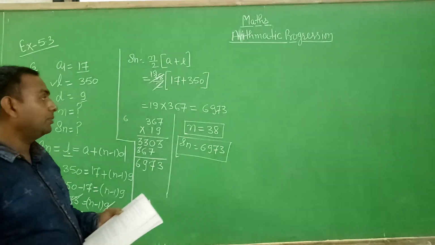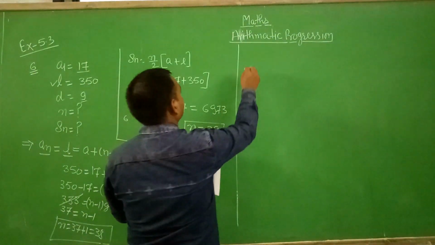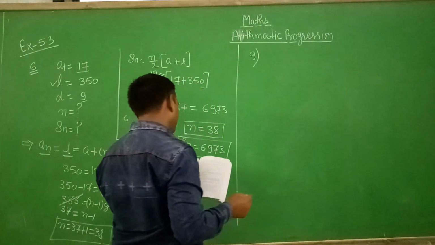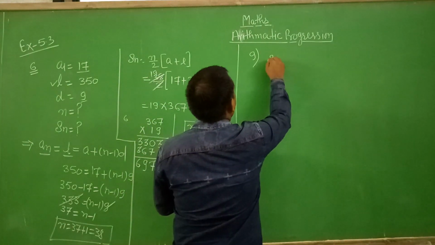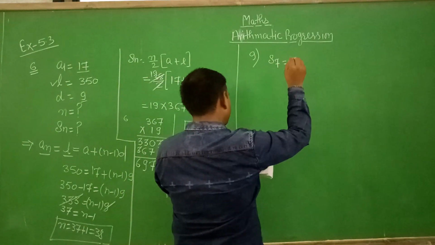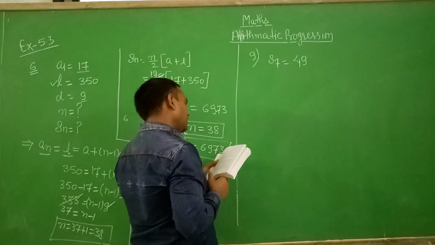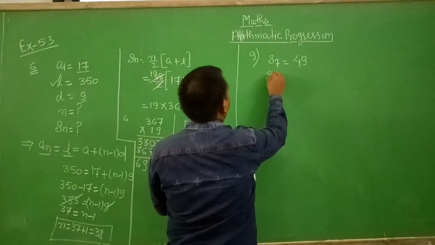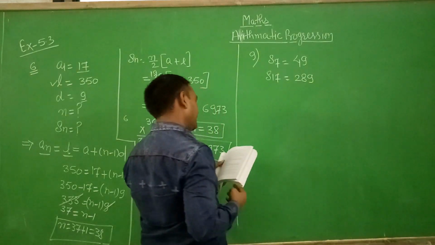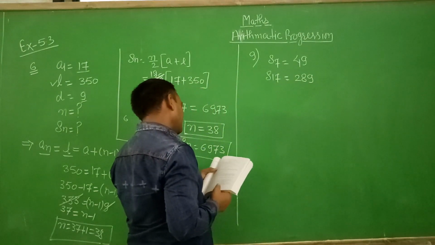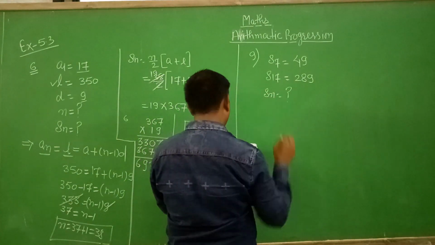So we are going to solve the next problem, question number 9. If the sum of the first 7 terms, that is S7, is 49, and the second condition, the sum of the first 17 terms, S17, is equal to 289, then you find the sum of the first n terms. It means what is the formula for Sn? Sn is equal to what?